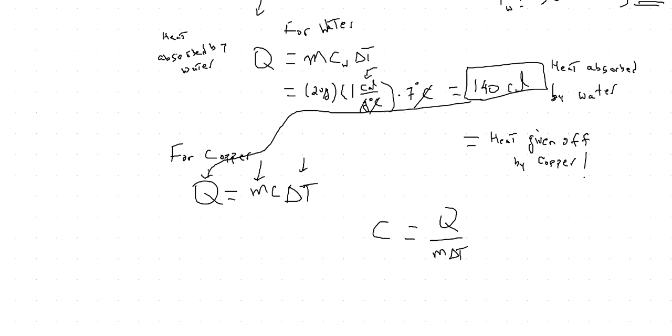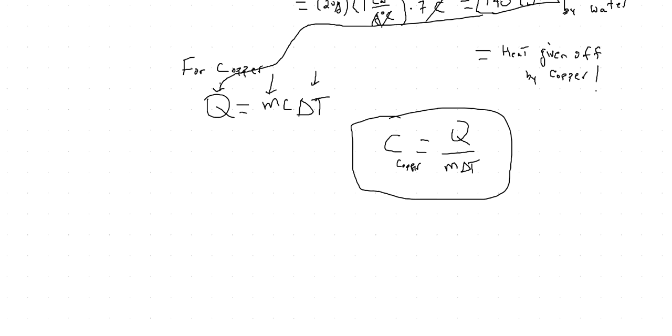So we can work out the specific heat capacity of copper by using this idea that the heat given off by the copper is equal to the heat absorbed by the water. And then we measure the temperature change of the water. We know specific heat of the water and so forth. Okay, so that's the experiment.